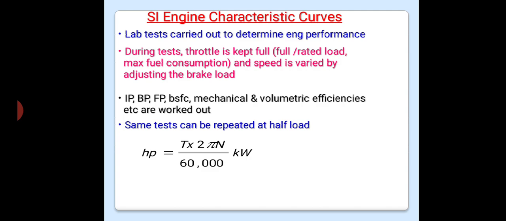As we have discussed, lab tests are carried out to determine the engine performance, and during this test the throttle is kept fully open and speed varied by adjusting the brake load. Indicated power, brake power, friction power, brake specific fuel consumption, mechanical and volumetric efficiency, etc. are worked out. The same test can be repeated at half load. So power we can calculate as 2 pi N T divided by 60,000 kilowatt.